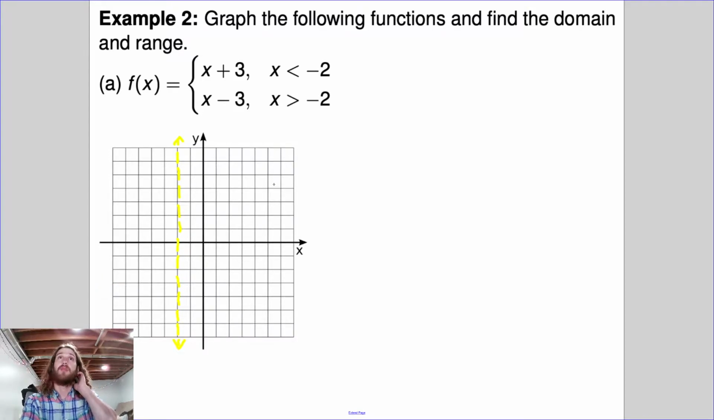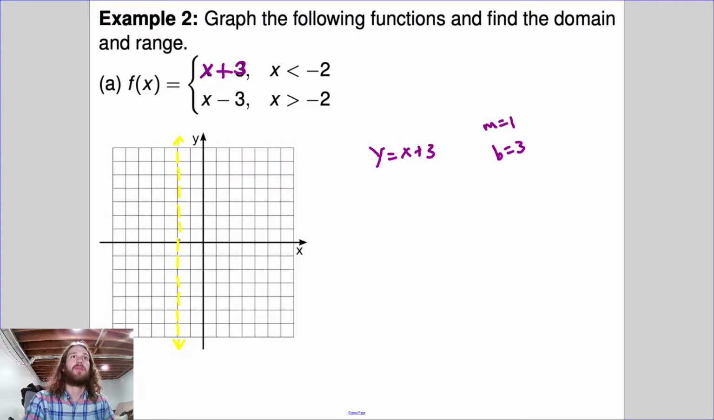Here we have our boundary in the middle at negative 2, and we start at the top, which is typically the function furthest to the left. We need to graph the function y equals x plus 3. That has slope 1 and y-intercept of 3. So if I go up to 3, I'm just putting reference points for my function. This is what it looks like, but I'm not interested in all of those points. I'm only interested in the ones that are less than negative 2. So what I'm going to do is look here.